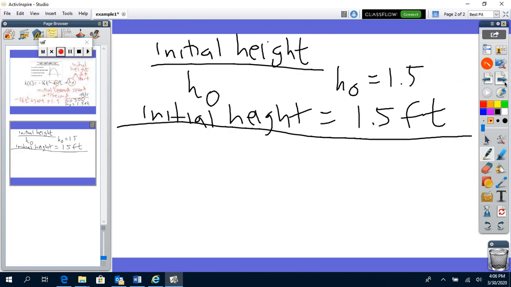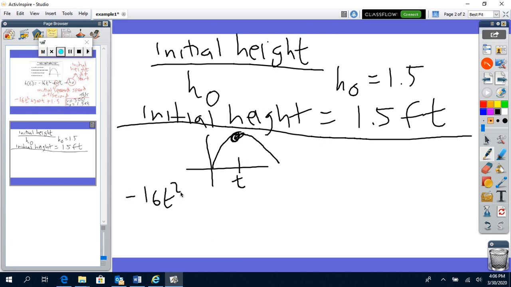Okay, time to reach maximum height. So what's going to happen is that the rocket is going to go up. It's going to reach a maximum height here, and then it's going to start to fall again. And what we want to know is the time t when the rocket reaches the maximum height. Okay, let's go back to our equation.